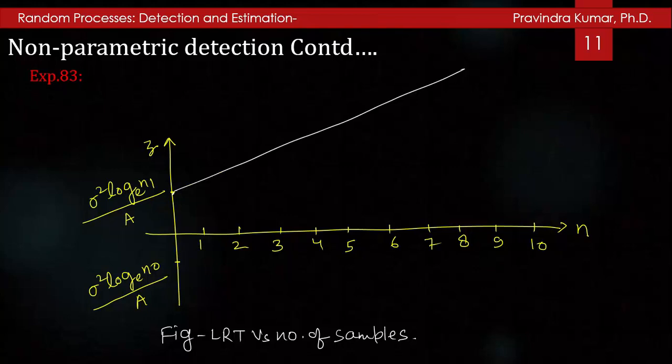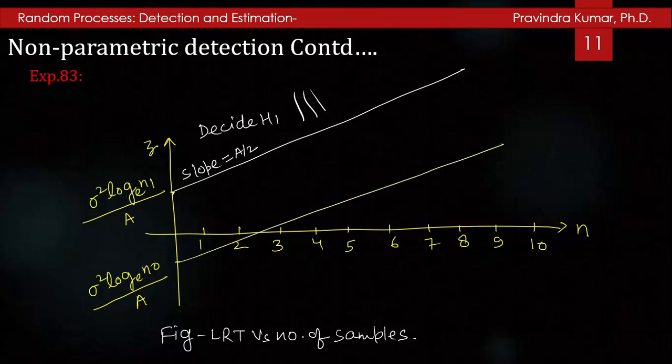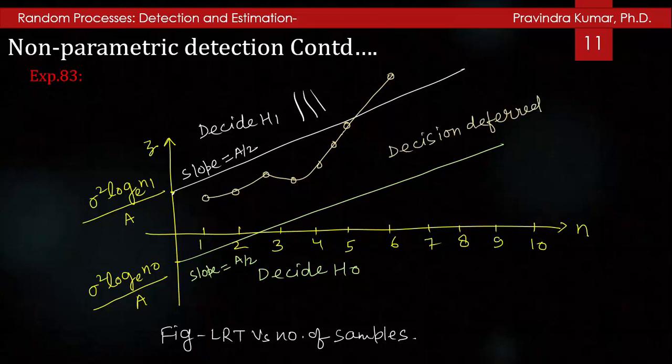So this is a line with slope a by 2. If the observed sample has a value in this region, then we decide H1. If your sample values lie below this line, whose slope is a by 2, then we decide H0. If the sample values lie between these two lines, then the decision is deferred.